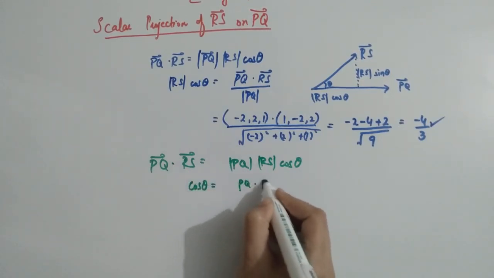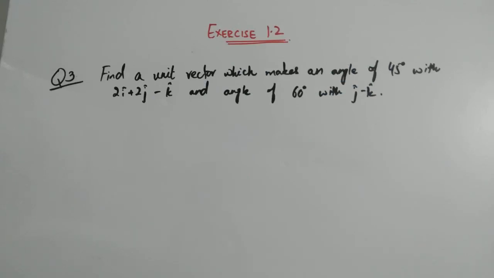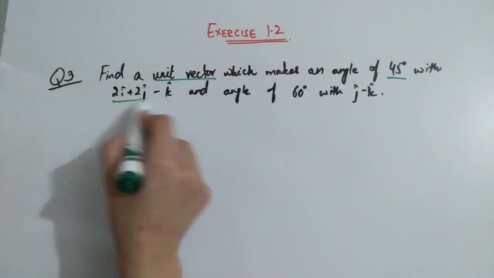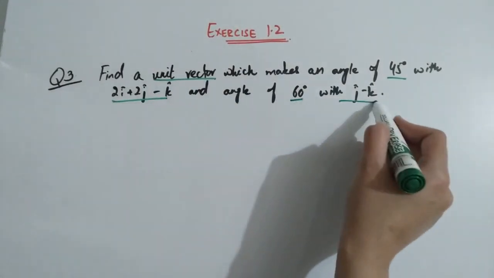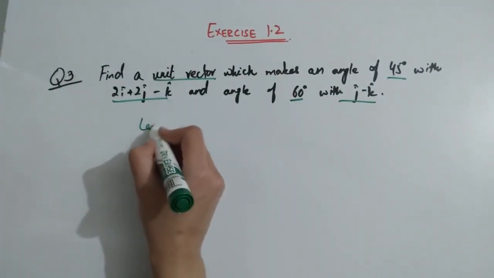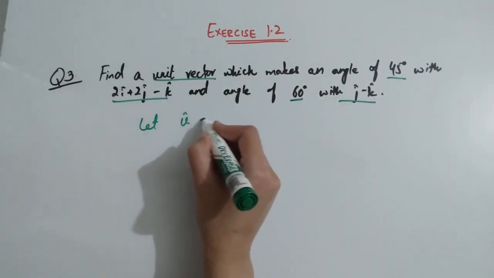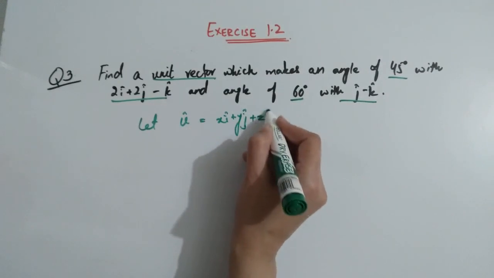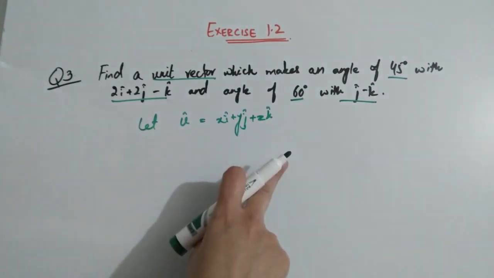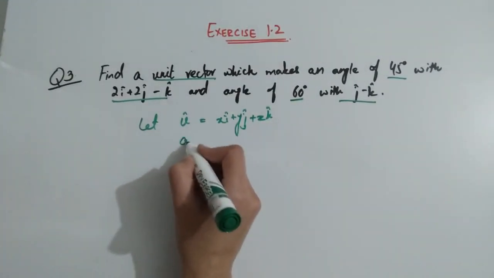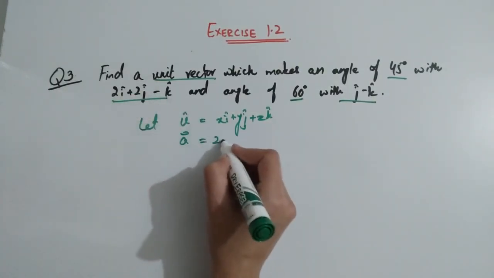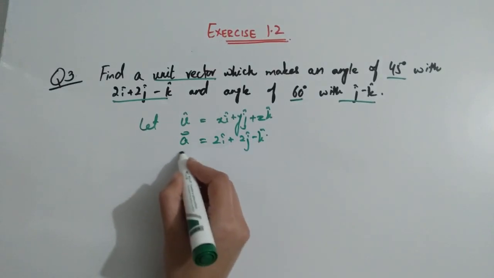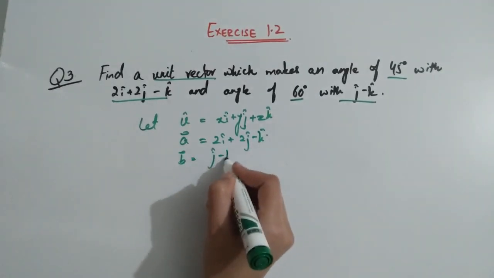In question number 3, you have to find a unit vector which makes an angle of 45 degrees with this vector and an angle of 60 degrees with this vector. So let u be any unit vector. Let u be xi plus yj plus zk, having the magnitude 1. Let a be the vector 2i plus 2j minus k, and let b be the vector j minus k.